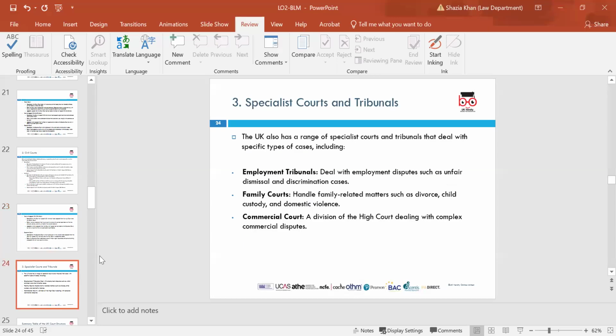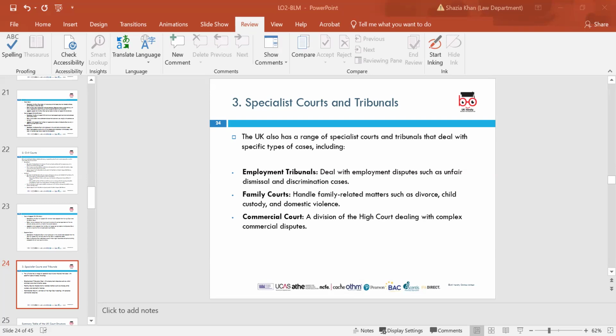Then you have special courts and tribunals. These are tribunal services that deal with issues around special courts. So these could be things like the employment tribunal, the family courts tribunal, and elements of the commercial courts as well. Some civil cases are considered by tribunals. Tribunals are specialist judicial bodies that adjudicate disputes in specialist areas, as we mentioned, maybe employment, family.